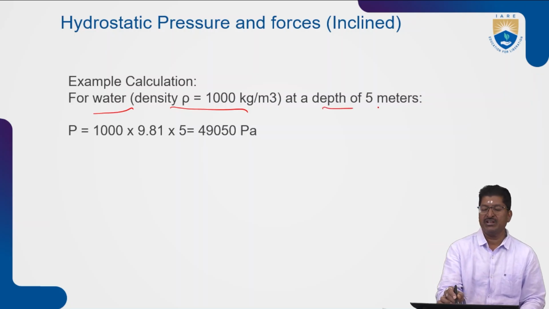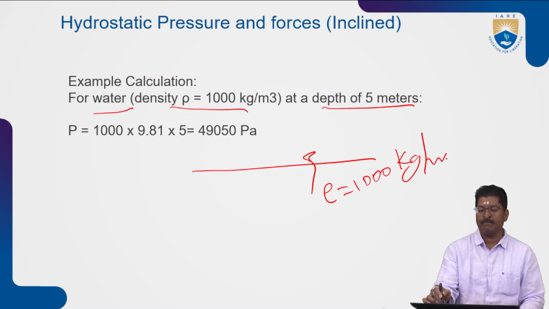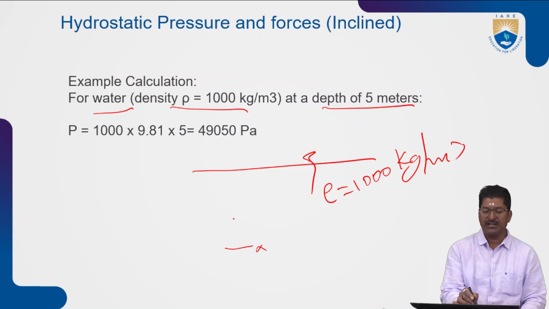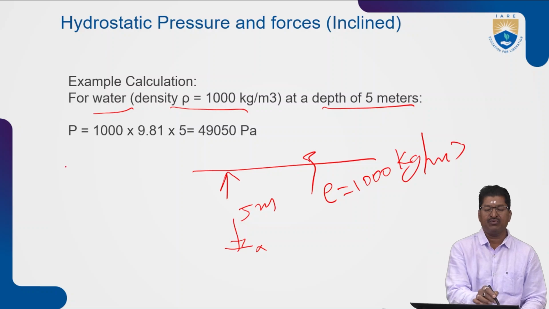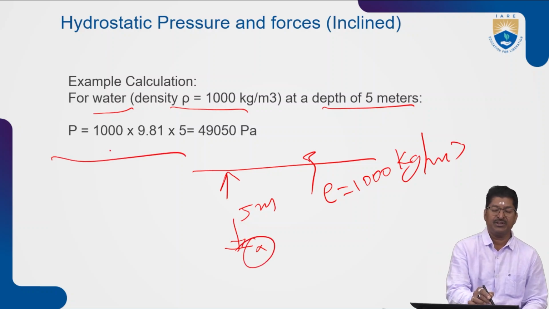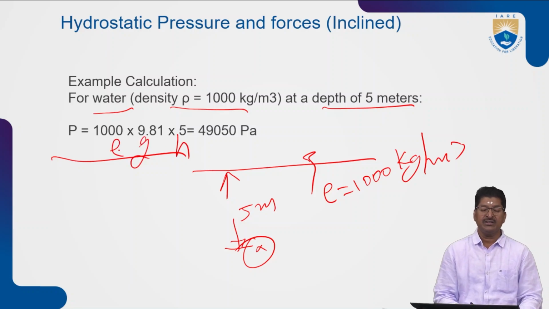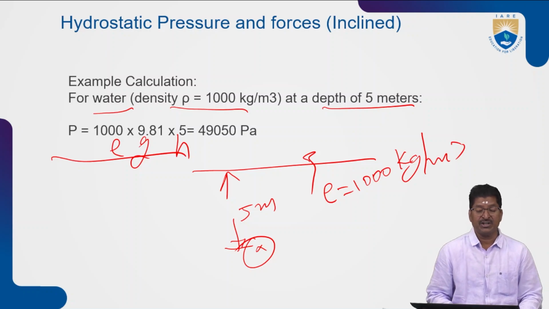And the depth is given here as 5 meters. That means the water surface is here, and its rho is given as 1000. And here the object is at a depth of 5 meters. So what is the pressure exerted at a depth of 5 meters? It is nothing but rho g h. So rho, the density of water, is 1000, acceleration due to gravity is 9.81, and 5 is the depth at which the pressure is to be calculated.